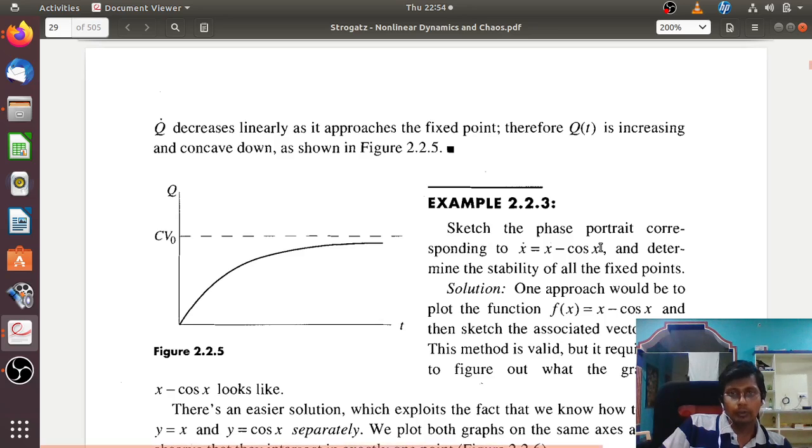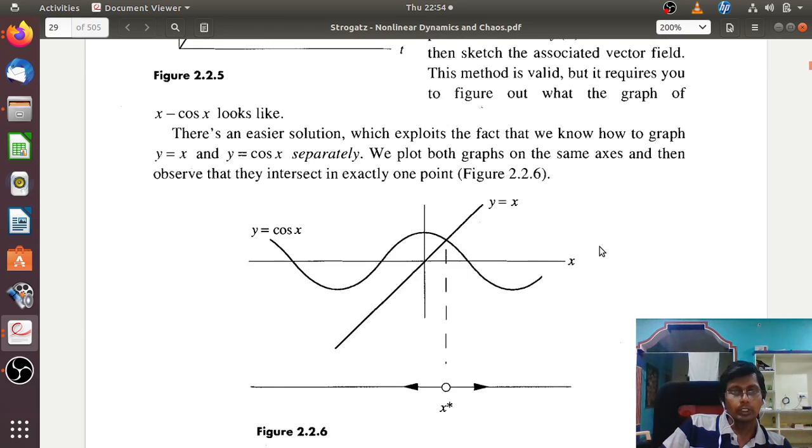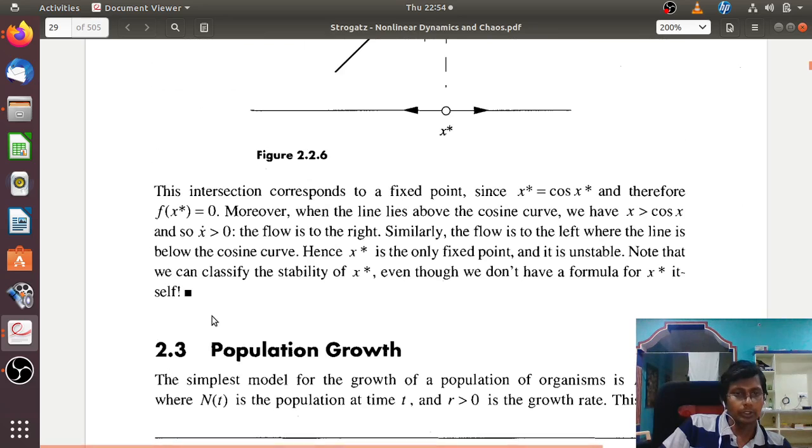Those are the example problems I want you to do, and after you finish those examples, we will continue the lectures with the next section on population growth.